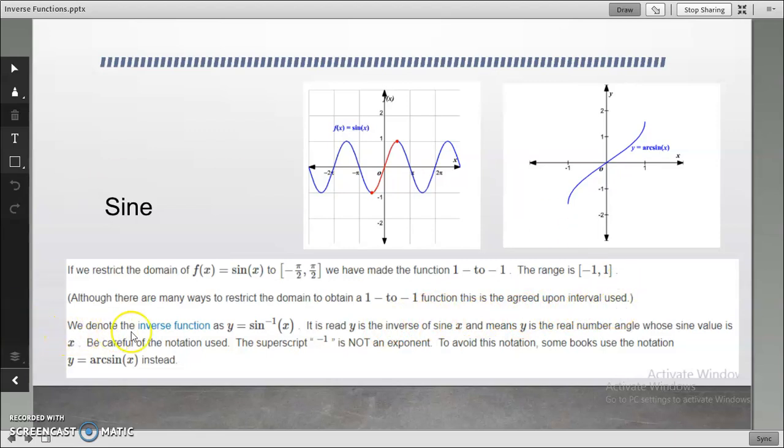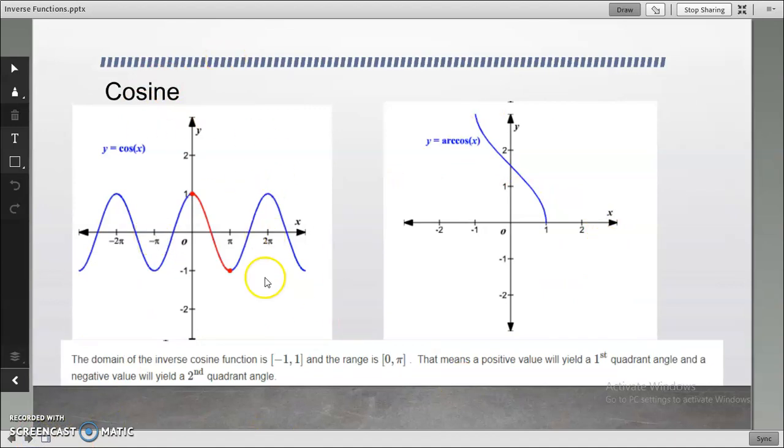We denote the inverse y equals sine inverse x. It is read y is the inverse sine of x, and means y is the real number angle whose sine value is x. Be careful with the notation. The superscript -1 is not an exponent. To avoid this notation, some books and some people, even on tests and quizzes, use the notation arcsine instead. So instead of sine inverse, you'll see arcsine. And this is what the graph of an arcsine looks like as well.